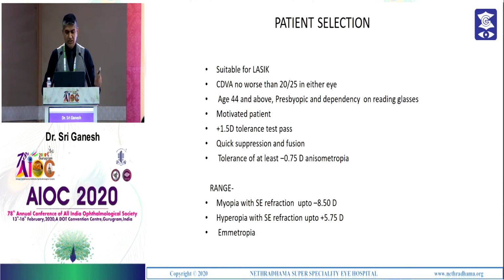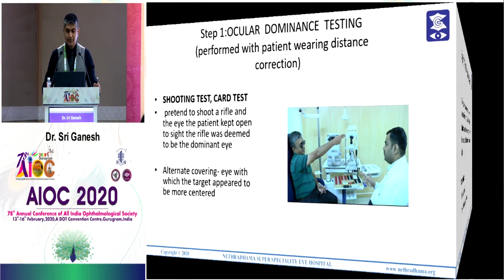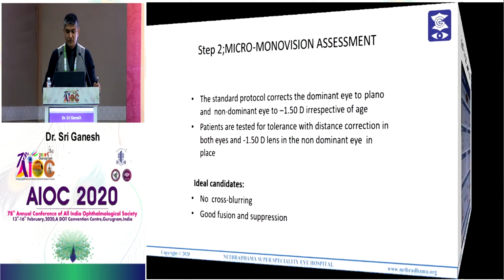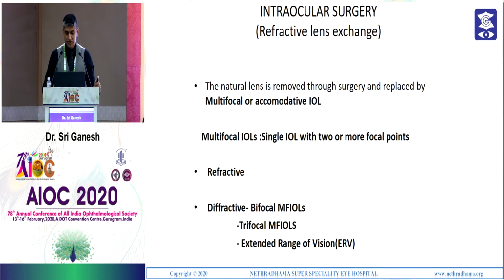So patient selection is similar to LASIK, and you can correct myopia up to 8.5 diopters and hyperopia up to 5.75, and astigmatism. But these are some of the tests which are very important: ocular dominance testing, micro monovision assessment, and ideal candidates should not have any cross blurring. They should have good fusion and suppression. Then the details are entered into the CRS-Master, the planning software on the MEL 80 or MEL 90, and then the procedure is performed.